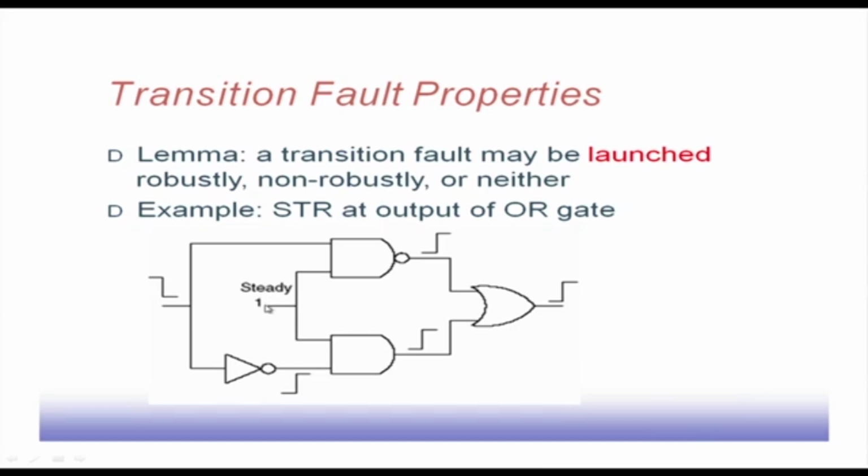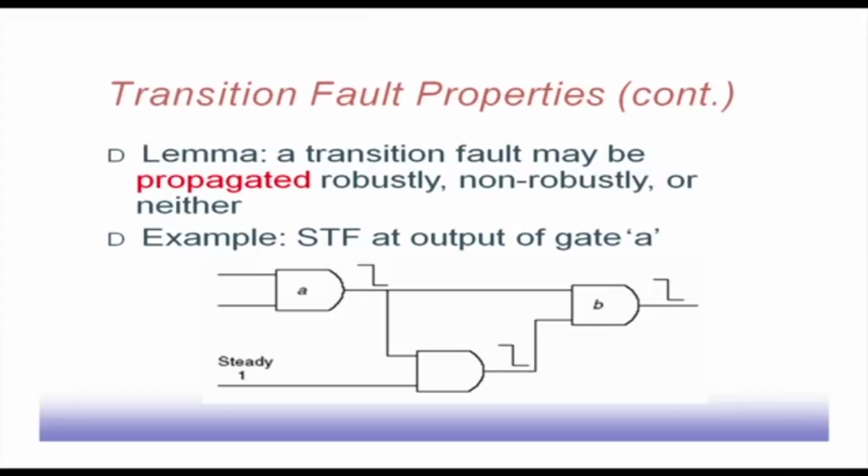at 1. These are the two primary inputs, and after that I will run this ATPG for generating a stuck at 0 fault at the output of the OR gate. So, it will try to put a 1 at this point. Accordingly, it will make this line low, and this line will continue to be 1. So, this way, using this stuck at fault ATPG, we can generate the test pattern for transition faults. A transition fault may be propagated robustly, non-robustly, or neither. So, that is also another property.